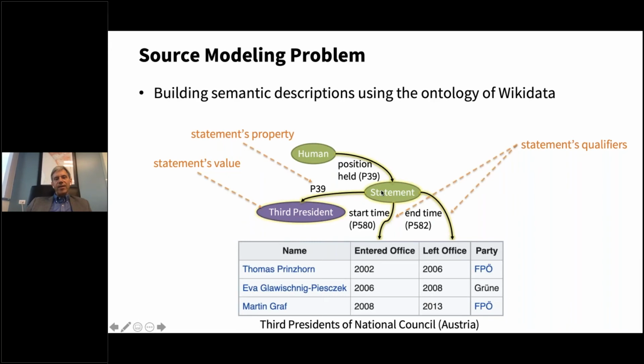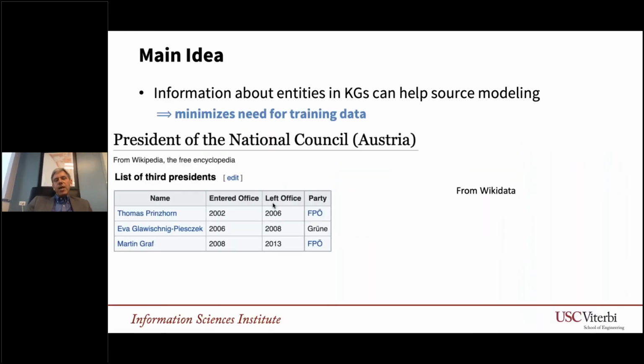And then the particular position held would be third president, right? So that's P39. Our goal then is to take a table and map it into the Wikidata ontology using this kind of format, where you have what are called statement qualifiers, statement properties and statement values. It's very similar to the model I just described, but they use slightly different terminology.